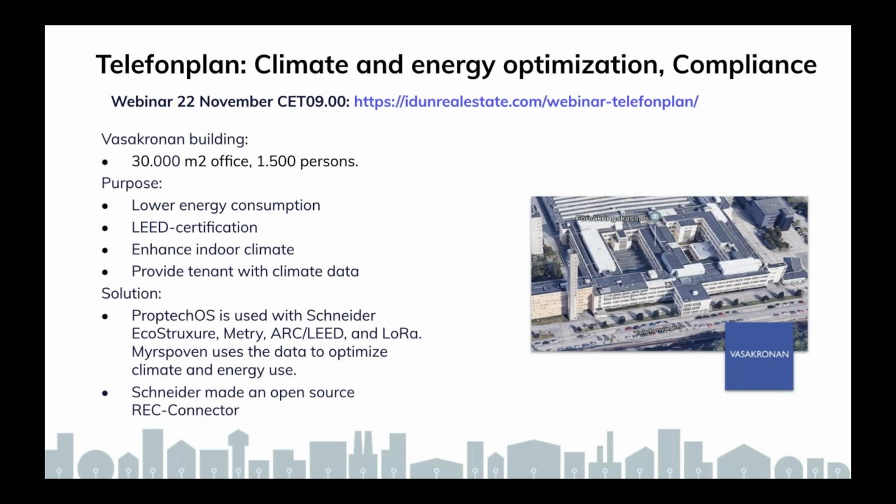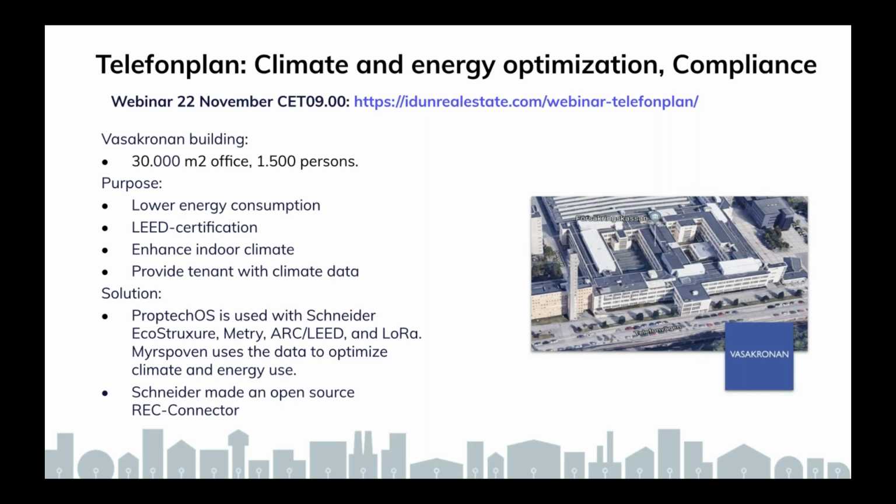Okay. Another question here. How did it come about that Schneider made a RealEstateCore connector? What is the relationship between Schneider and RealEstateCore? To make a long story short, it actually started with a telephone call. It started in the summer of 2018.